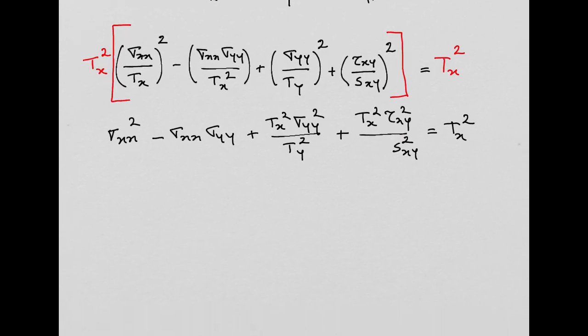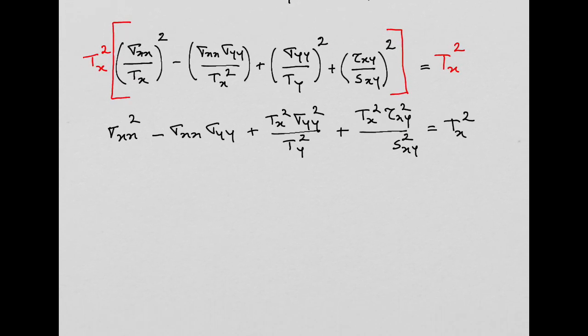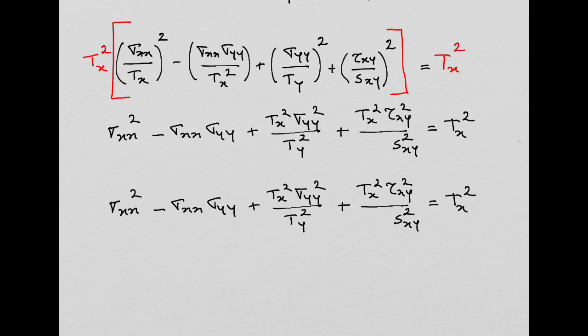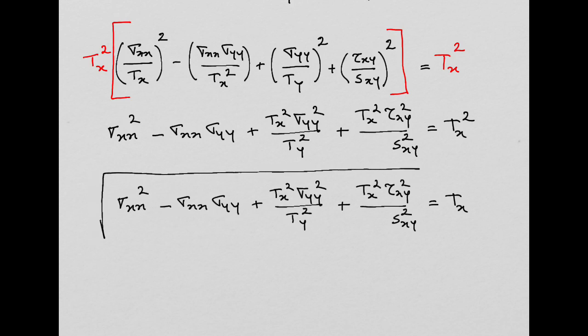Right, now, next step is I'm going to apply the square root on both sides. So I get rid of the square on the right-hand side. So if I apply square root, I get square root of all of this thing on the left-hand side is going to be equal to tx only. Square disappears. Let me just squeeze this a little bit, otherwise we don't have space.